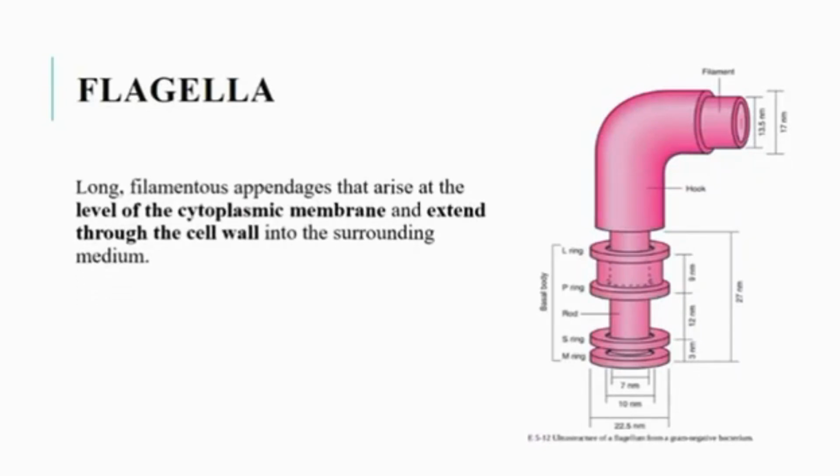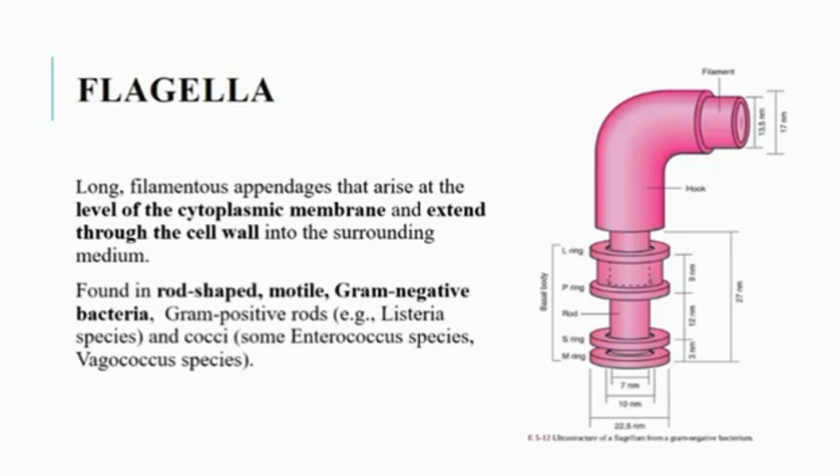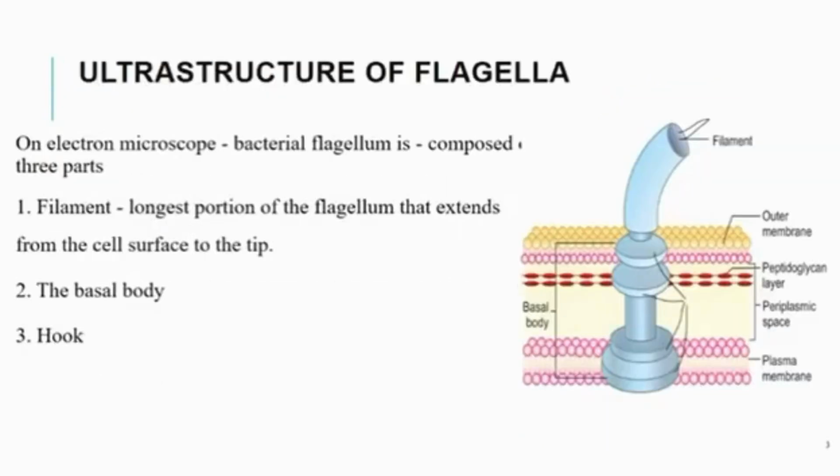So the flagella are long filamentous appendages that arise at the level of the cytoplasmic membrane and extend through the cell wall into the surrounding medium. They are generally found in rod-shaped bacteria which are motile, and they are generally found in gram negative bacteria and gram positive rods, for example in Listeria, and a few cocci like Enterococcus species or Vagococcus species.